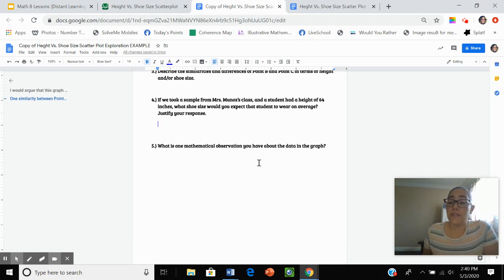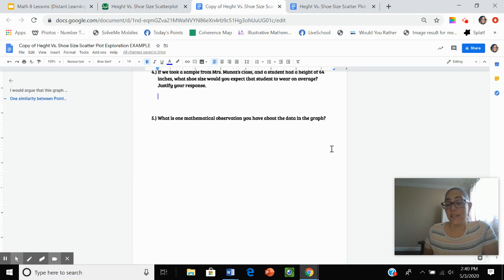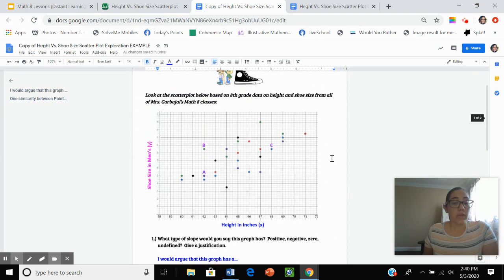And then number 5 is the last question. What is one mathematical observation you have about the data in the graph? So this could be nearly anything, but it's got to be something that you notice mathematically. So you can't just put the points look like the colors of the rainbow. Okay, I'm going to need something a little bit more. Or the points are round. I need something a little bit more mathematical than that. So something that you notice, some kind of conclusion you can draw, or maybe not draw from this data.